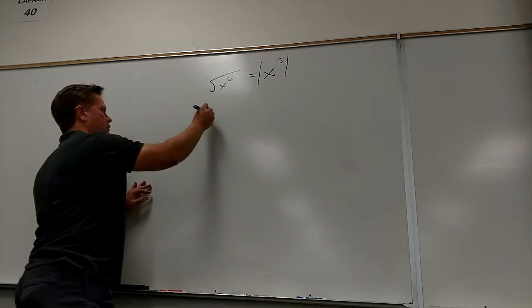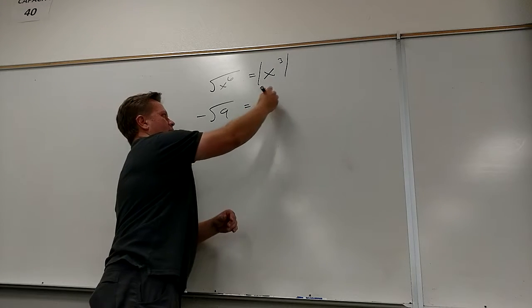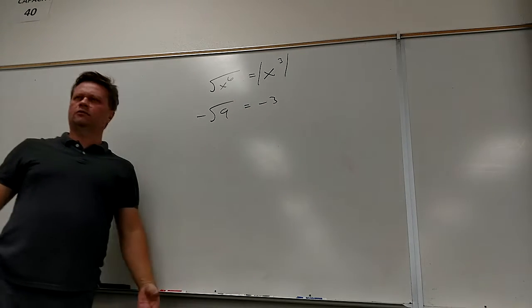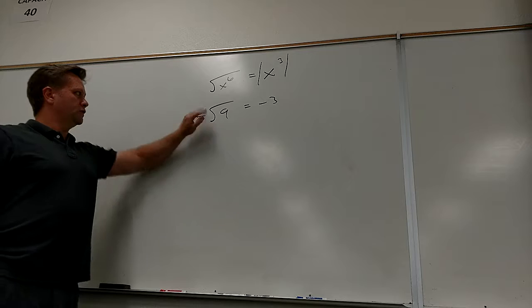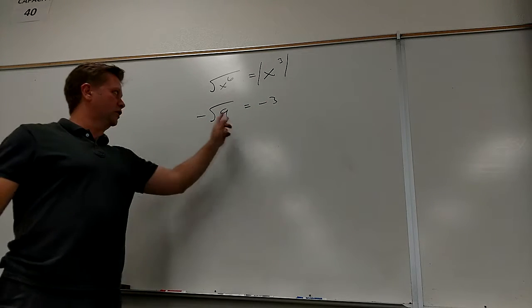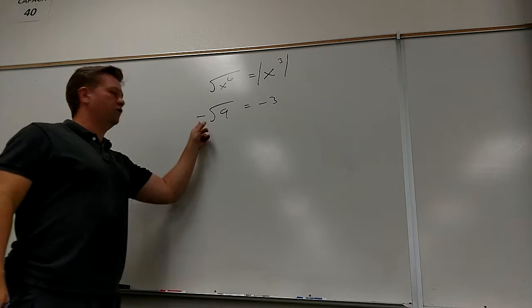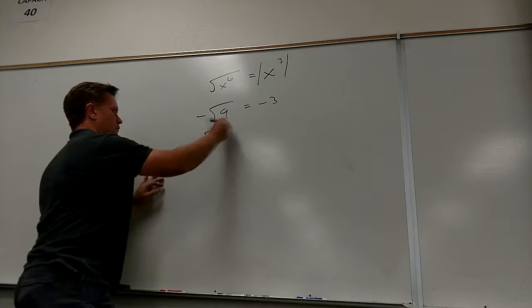So let me follow that up with this. What's the negative square root of 9? Negative 3. And then somebody says, what the heck? What's the square root of 9? 3. And then there's a negative on it. So the result of the square root was 3. Why is this negative? Because it's a negative. That's why.